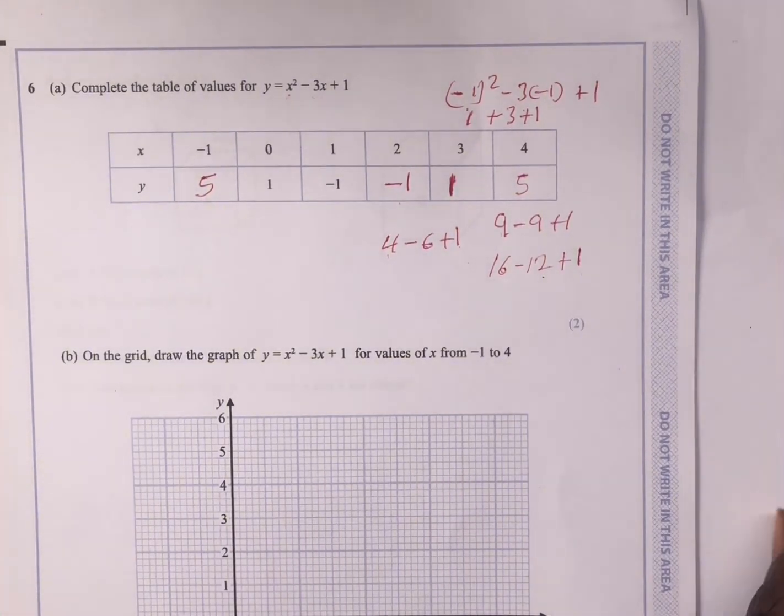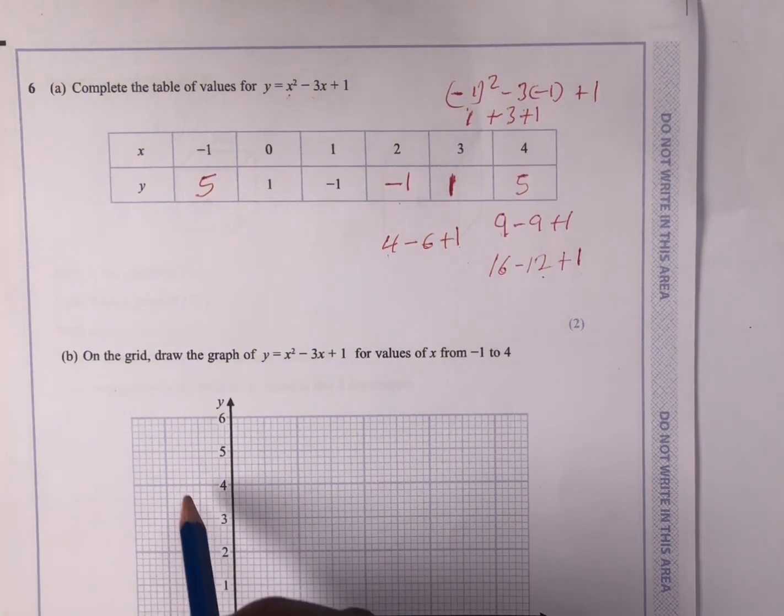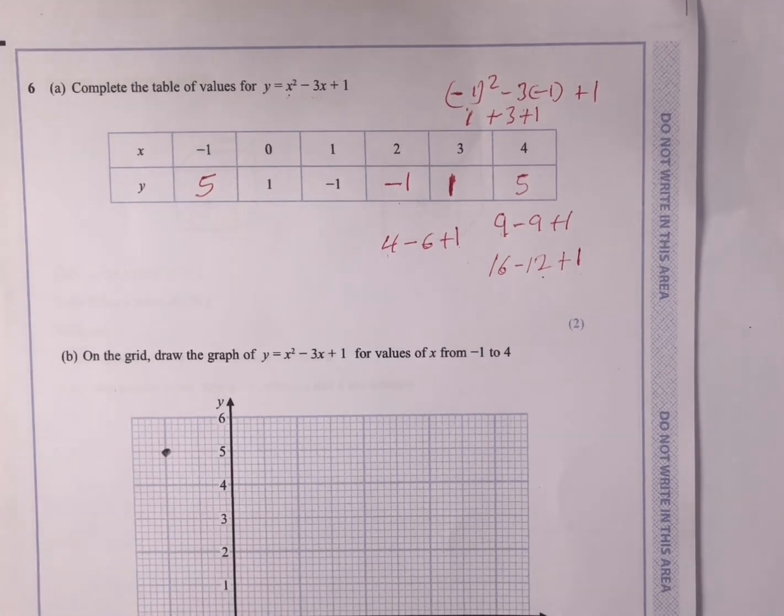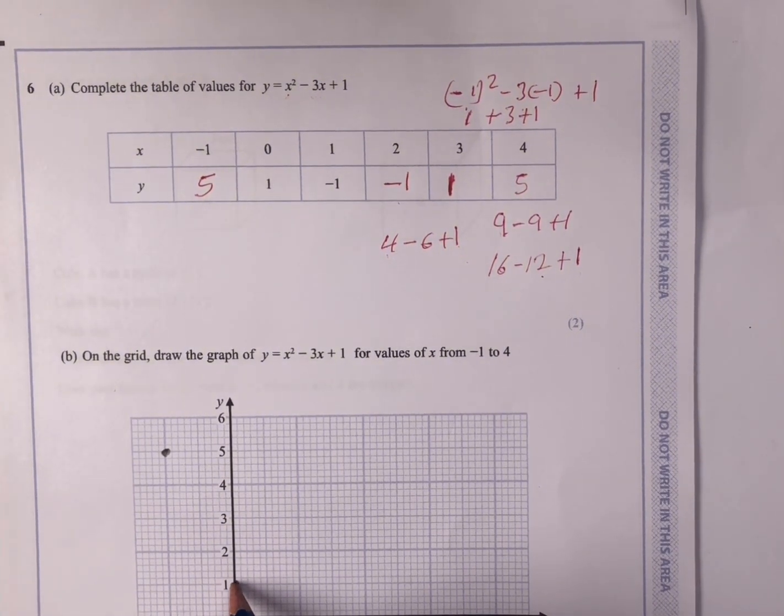So now let's plot the points on the graph. Negative 1 here will go to positive 5. So we have positive 5 here. Then 0 will go to 1. So 0 will take 1. We have 1 here. And then 1 will take negative 1. So we have that 1 here.